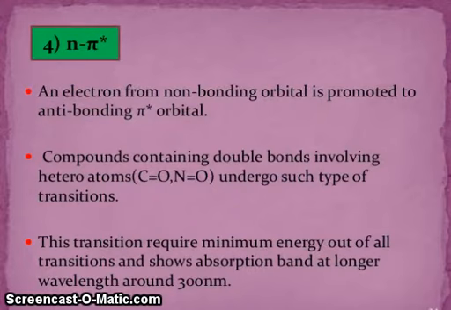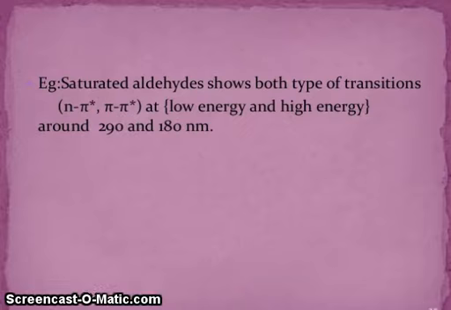In n to pi star transitions, an electron from a non-bonding orbital is promoted to the anti-bonding pi star orbital. Compounds containing a double bond involving heteroatoms undergo this type of transition, which requires minimum energy out of all transitions and shows the absorption band at a longer wavelength, around 300 nanometers. So a saturated aldehyde shows both types of transition, n to pi star and pi to pi star, at low energy and high energy, around 220 nanometers to 180 nanometers.